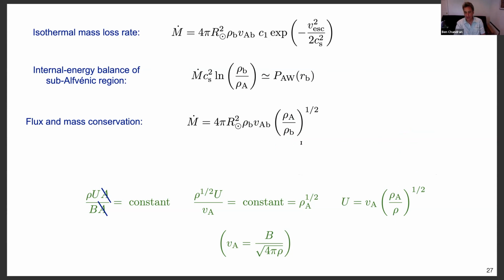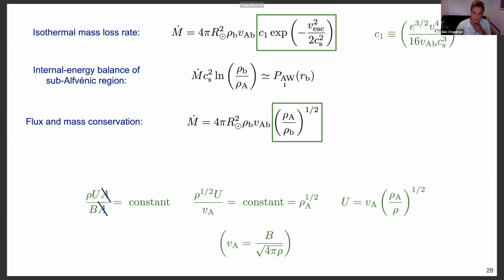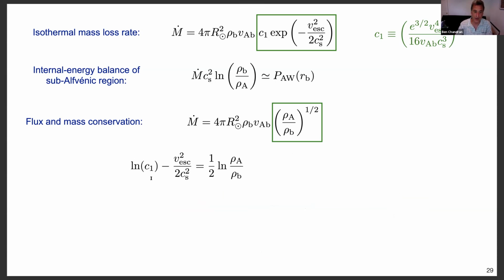But notice now we have two expressions for the mass loss rate. They're in these green boxes. They must be equal to each other. In fact, their natural logs must be equal to each other. And that is the equation I've shown here. This log of C1 term is just a logarithmic correction. What this equation is really telling us at the back of the envelope level is that V escape squared and CS squared are related via this natural log term.